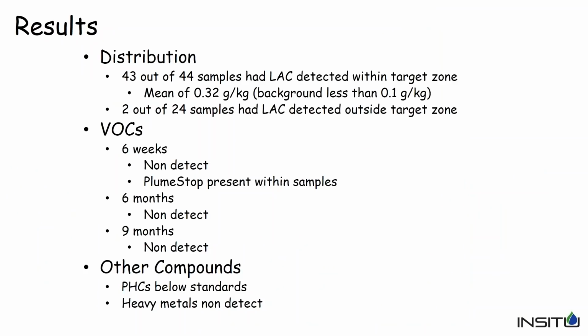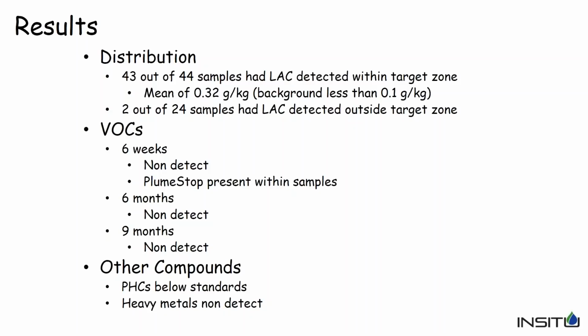So the results of the study. For the distribution, which is probably the most important part, 43 of the 44 samples we took were within the zone that we were targeting. So that was excellent. We had a mean of 0.32 grams per kilogram in that zone, whereas the background of the soil that we weren't targeting was less than 0.1 grams per kilogram, which is the detection limit in this case. We had 2 samples outside our target zone where we actually detected liquid activated carbon. So basically everything we injected went where we wanted it to. That was a very good key, and that's probably what set up the success of the next point.